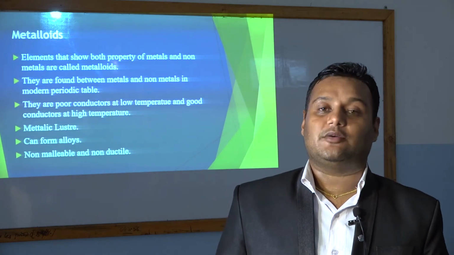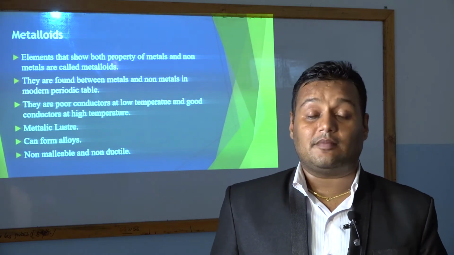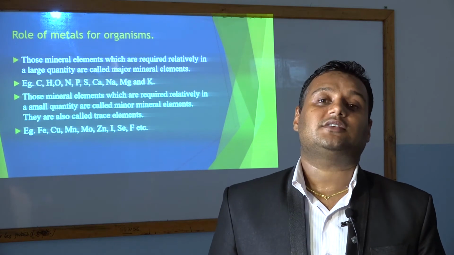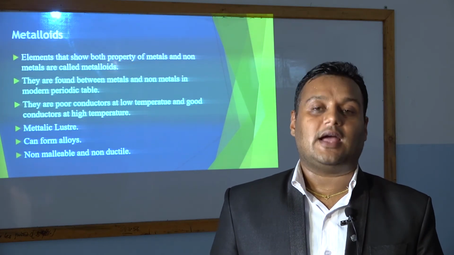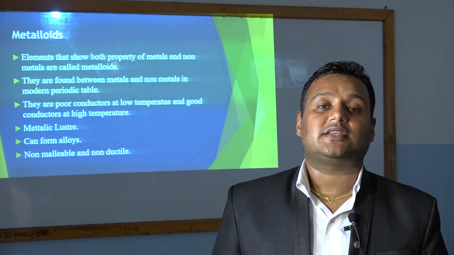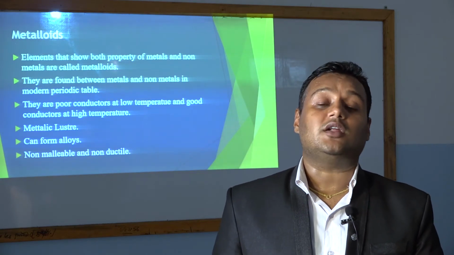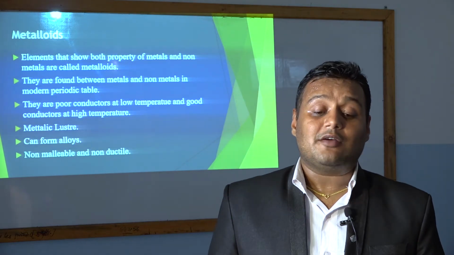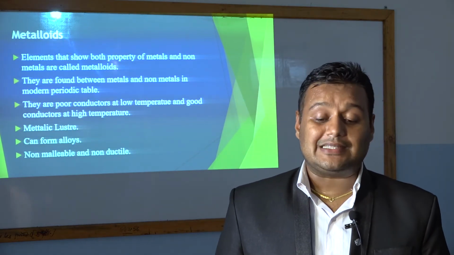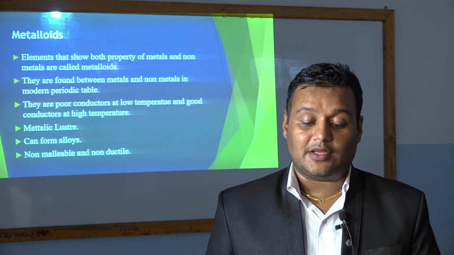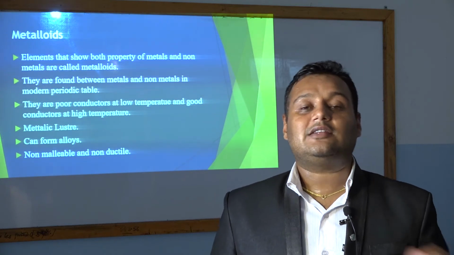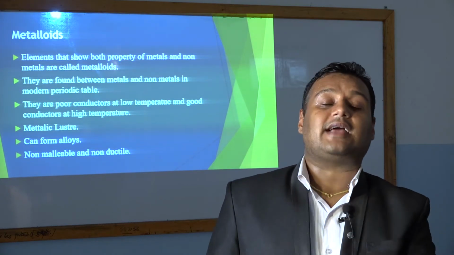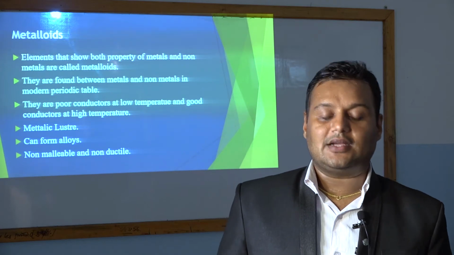The next point is that metalloids can form alloys. That means metalloids also can form alloys. An alloy is a mixture of two or more metals. So even in the case of metalloids, we can fuse two or more metalloids and form an alloy. So like metals, they also can make alloys.